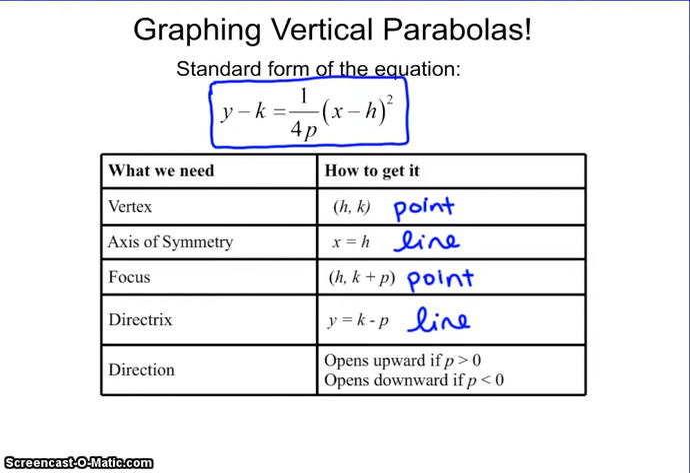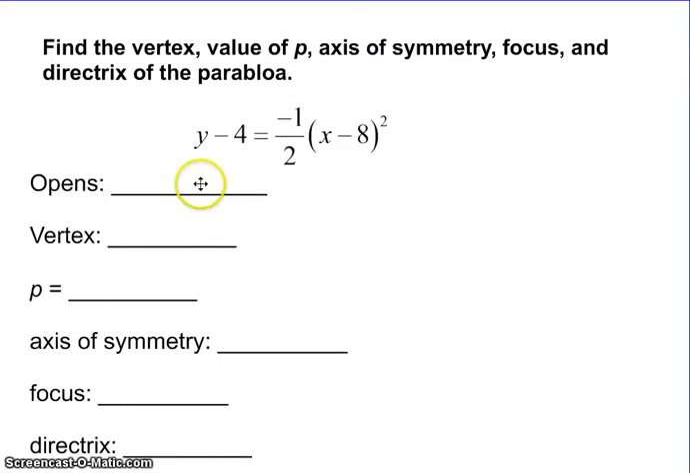So we're going to do some practice problems involving the equation and just being able to determine these particular characteristics of the quadratic. All right, so here are the things that we need to find. How does it open? What's the vertex? What's p? What's the axis of symmetry, focus, and directrix?